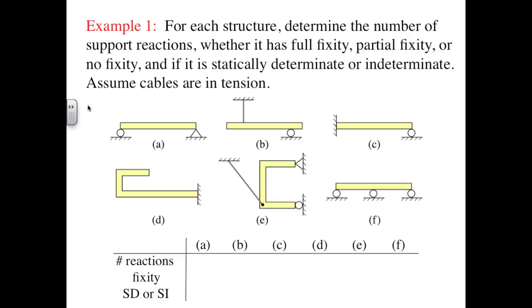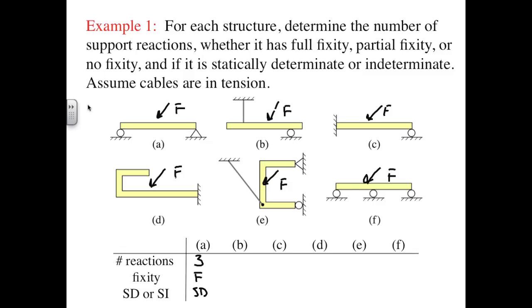To make things simpler, I'll assume each body is loaded by a force from above. This way we don't have to concern ourselves with 2 possibilities for cases B and E, one where the cable is in tension and one where it is going slack. In case A, we have a roller support at left, which gives us 1 reaction component, and a pin support on the right, which gives us 2, so we have a total of 3 reaction components. The configuration is sufficient to prevent rigid body motion, so we're going to say that this has full fixity. We'll use F for full and P for partial. N is equal to 3, and the structure is statically determinate.